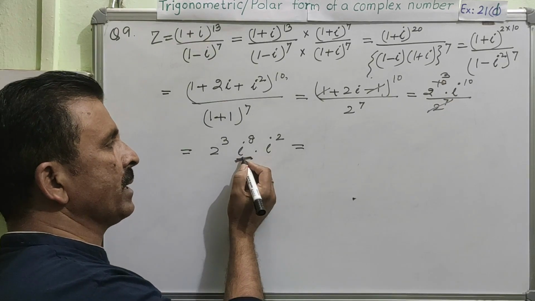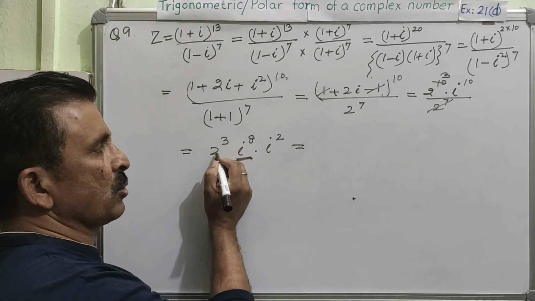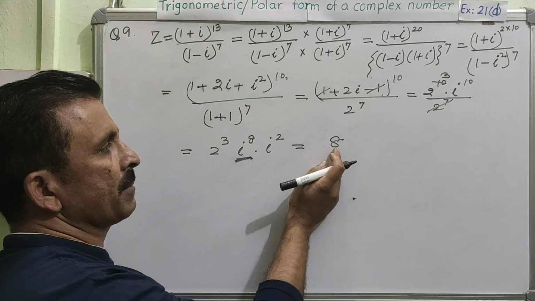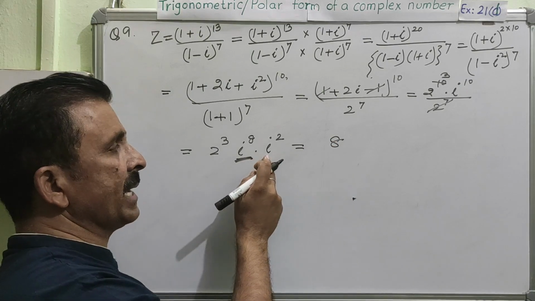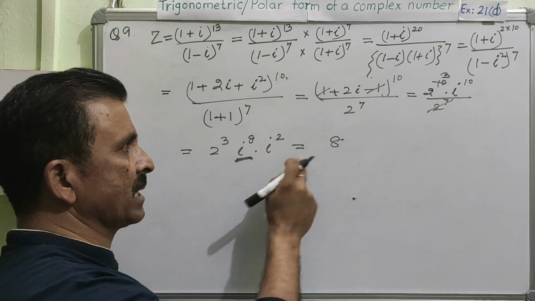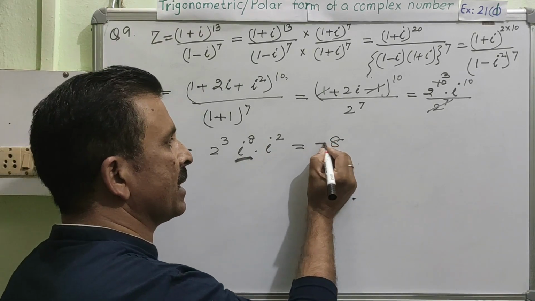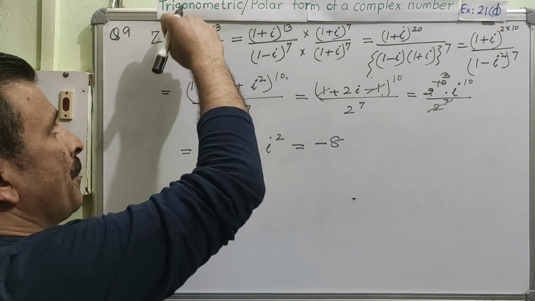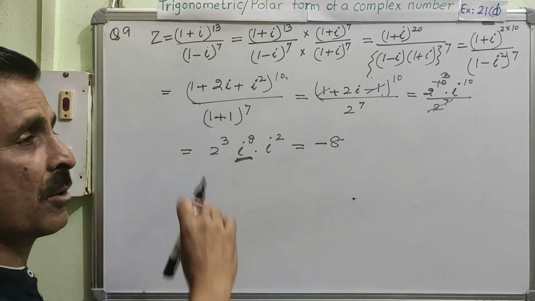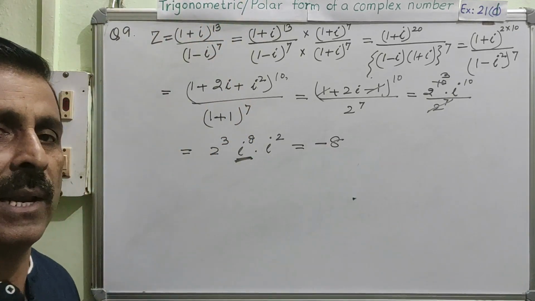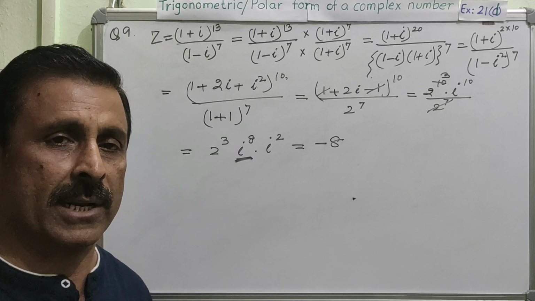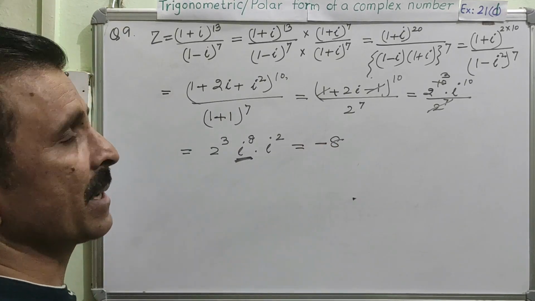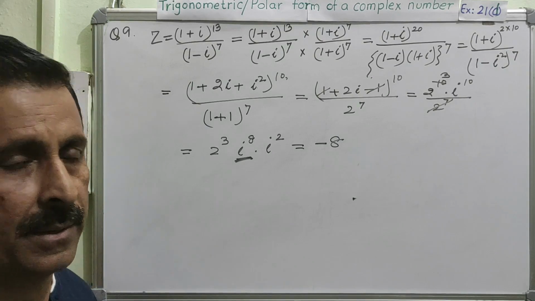Right? This is because I know that i to the power 8 will give you positive 1. So this will give you 1, and this 1 into 2 to the power 3, and 2 to the power 3 is 8. Multiplying by 1, 8 will remain the same, and this i square will give you minus 1. So multiplying by this minus 1, ultimately your complex number is minus 8. So on simplifying, this complicated complex number has come out as only minus 8. So this is the complex number which we are supposed to write in the polar form. Is it okay?